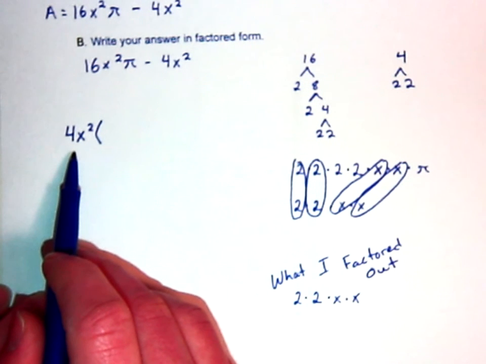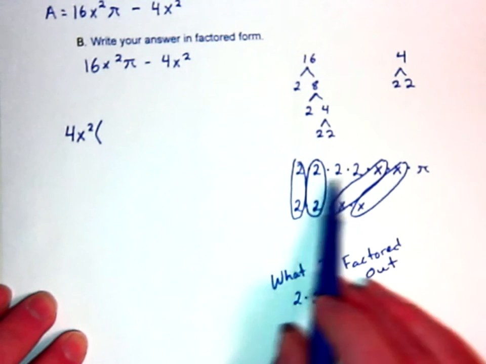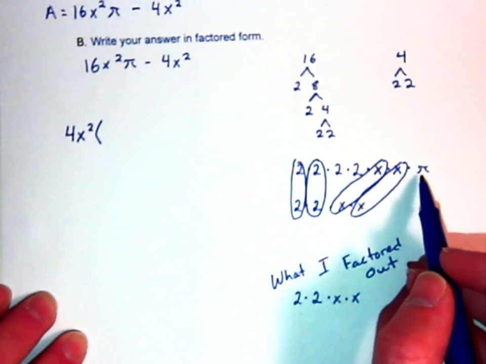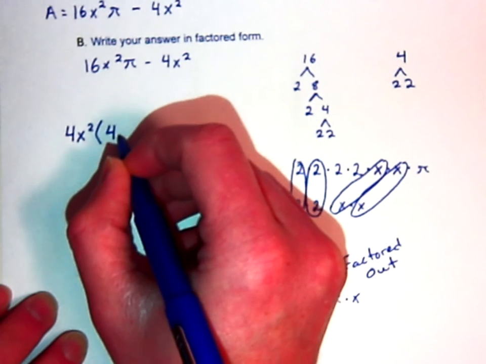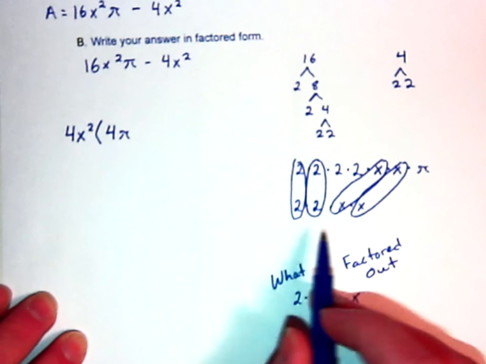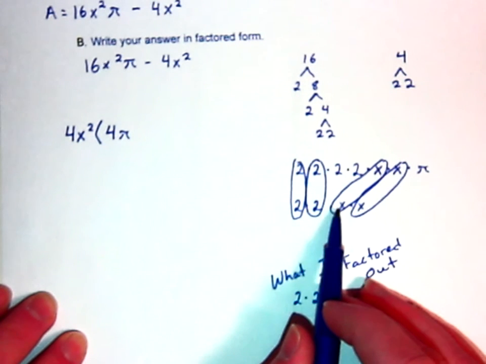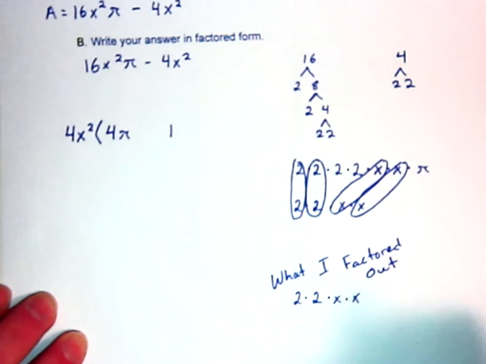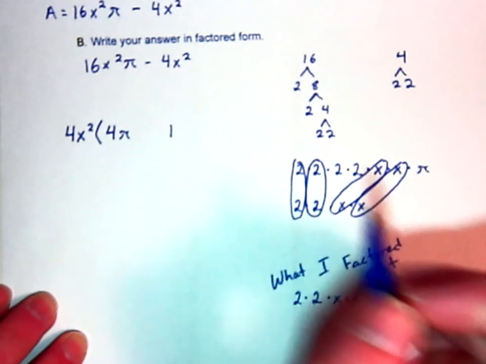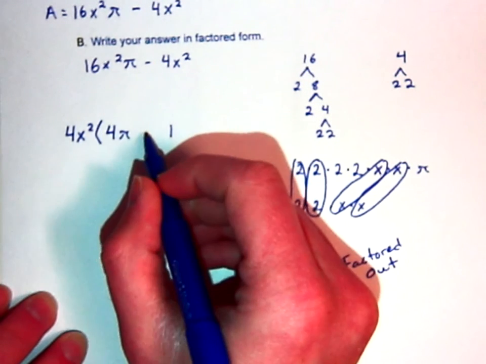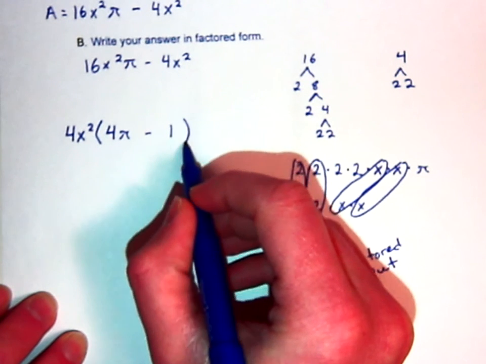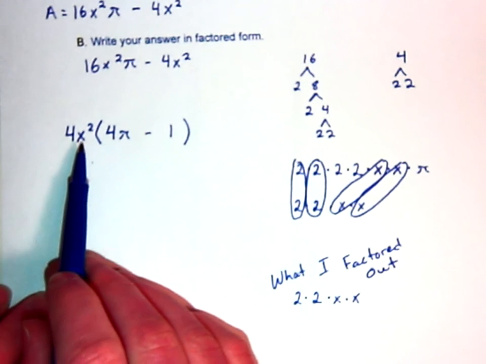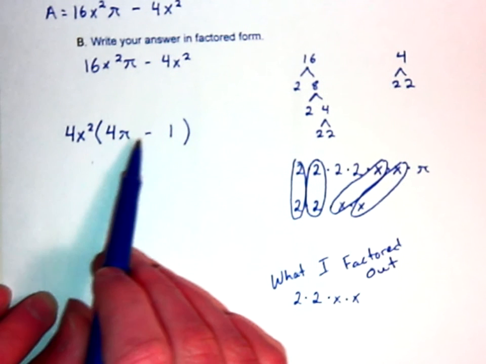Next, we need to determine what is left. What's left here is, I took this out, it's 2 times 2 times pi. 2 times 2 is 4 times pi, and that pi symbol just remains. Down here, I took everything out, so we're going to leave a 1. We need to look at our original problem. What symbol's here? Negative, right? It's a subtraction problem. And this will be our answer: 4x squared, open parentheses, 4 pi minus 1.